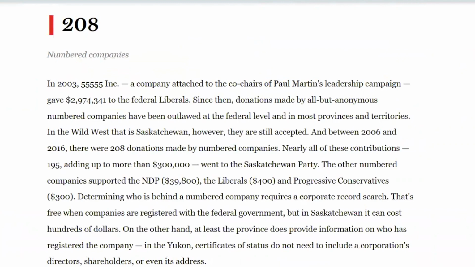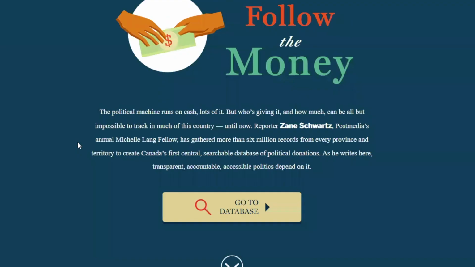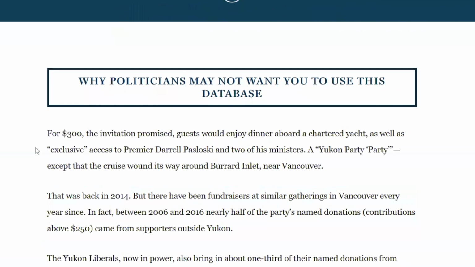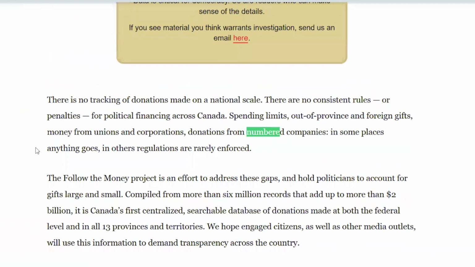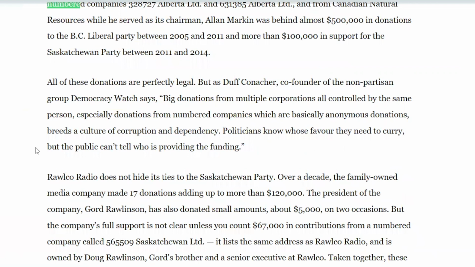It's in the future story section. So in addition to the database, I pulled out some questionable donations. So for example, here it goes. If you look at that section.